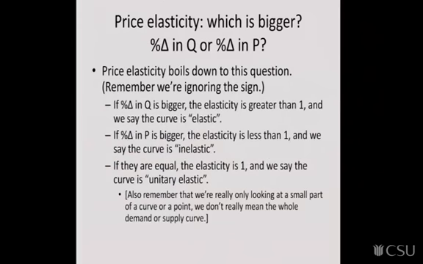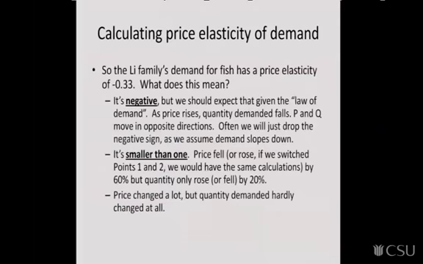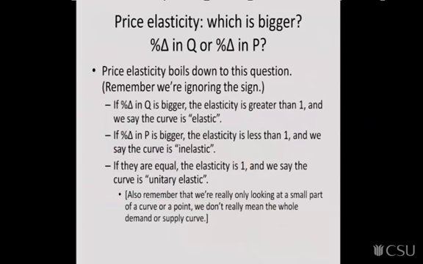So if the change in quantity is bigger, then the elasticity is going to be greater than 1 because, look, it's a ratio of these. It's the percentage change in quantity divided by the percentage change in price. So if the top number is bigger, that ratio is going to be greater than 1. If the bottom number is bigger, the change in P, that ratio is going to be less than 1. And we say the curve's elastic. Remember, that's the flat curve.